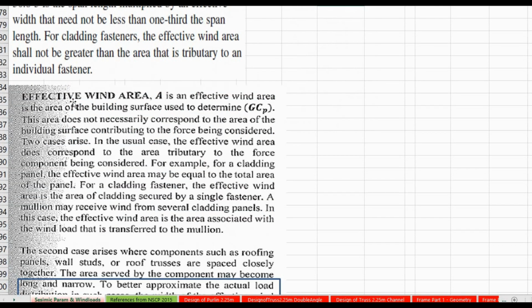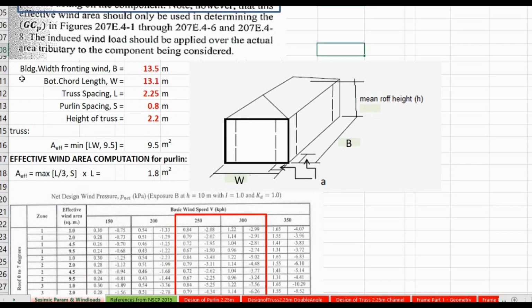Next, we now identify the dimensions of our building. So ito po, building with fronting wind. So that is your B. So that is 13.5 meters. So that is the dimension fronting the wind. And then the bottom chord length, or that is W, that is 13.1. Ito po yung W. And then truss spacing L, that is 2.25.